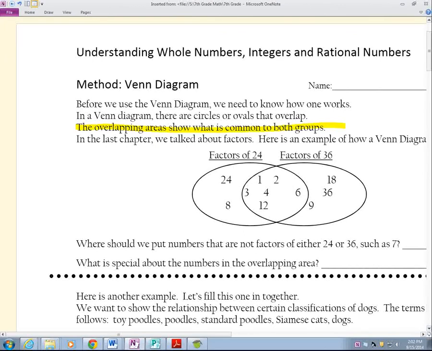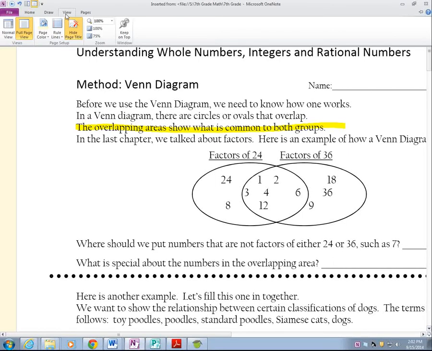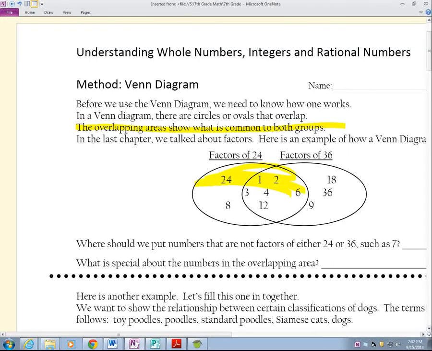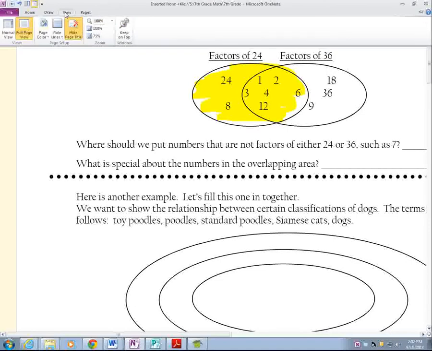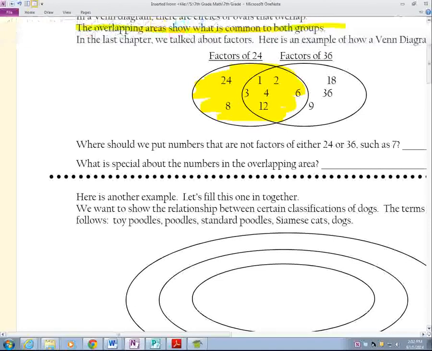So you recognize that Venn diagram, right? All these are the factors of 24. Here's all the factors of 36, so I'll do the factors of 36 in blue. Then you'll see what's in the middle that is both blue and yellow, which is green.